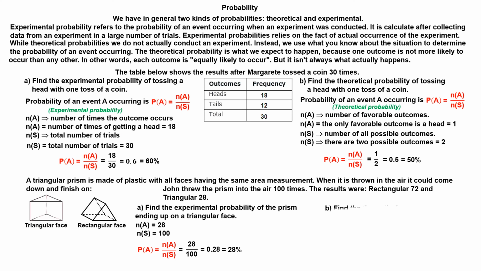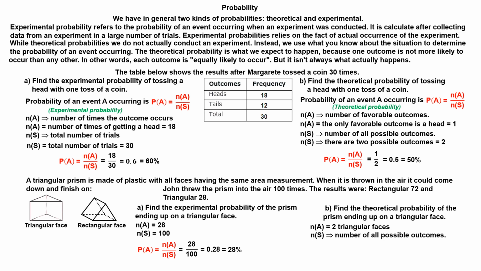Find the theoretical probability of the prism ending up on a triangular face. The number of favorable outcomes is 2 triangular faces. The number of all possible outcomes is 5, 2 triangular faces plus 3 rectangular faces. The probability is 2 over 5, 0.4 or 40%.